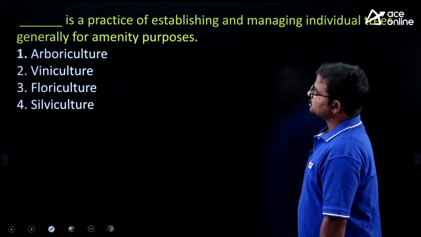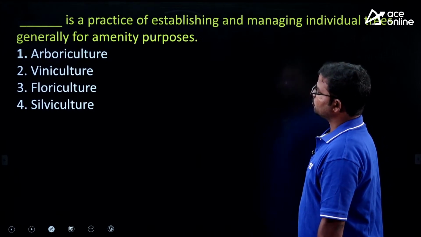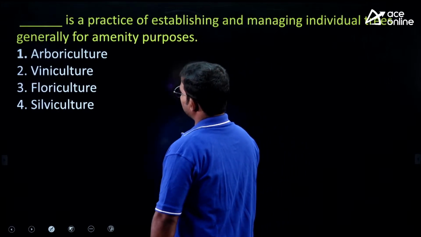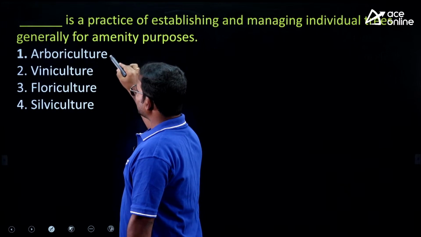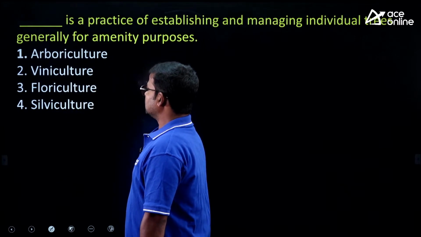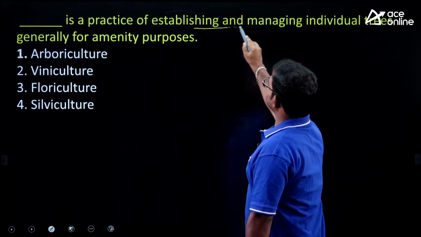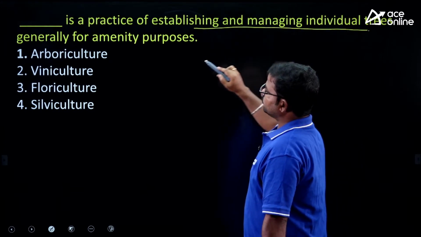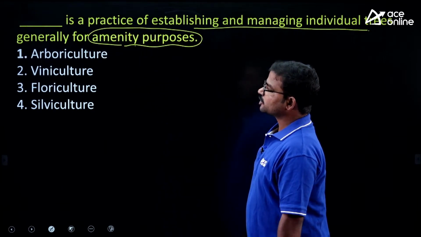Next one, the practice of establishing and managing individual trees generally for amenity purposes. Arboriculture, next viniculture, next floriculture, next silviculture. So here they mention the practice of establishing and managing individual trees. Individual trees for which purpose? Amenity purposes. So which is the correct option here?